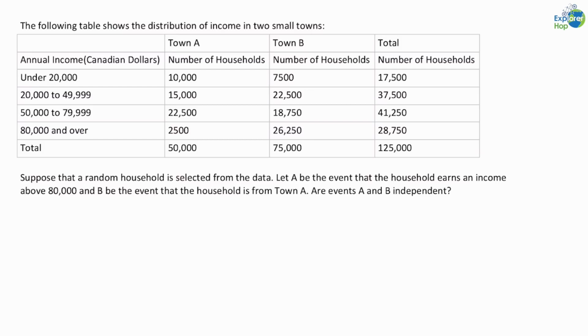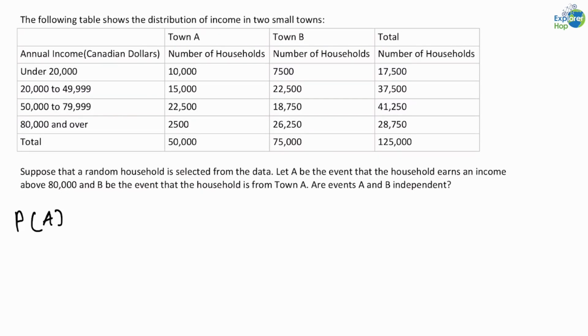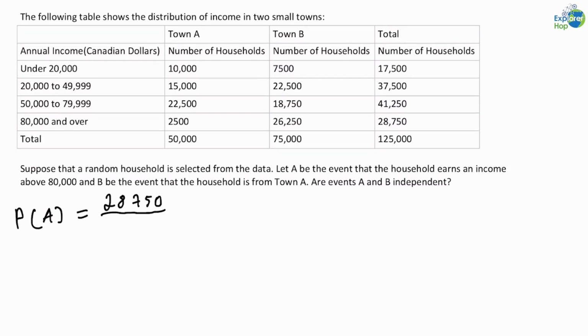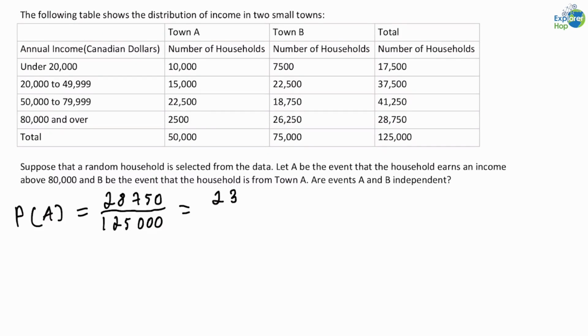Let's first start by determining the probability of event A, which is the probability that a household earns an income above $80,000. To find the probability of event A, we simply take the total number of households that earn an income above $80,000 and divide it by the total number of households in the data. So the probability of event A is equal to 28,750, since we got a total of 28,750 households that earn an income above 80,000, divided by the total number of households, which is 125,000. And this is equal to 23 over 100.